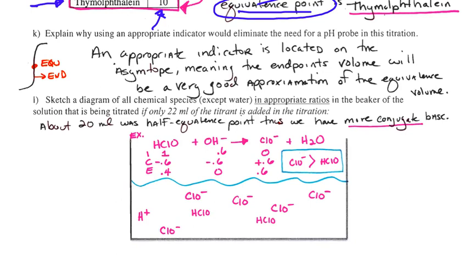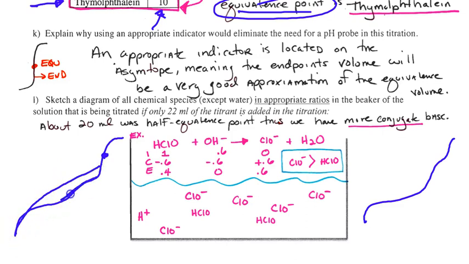K was a disaster too. Explain why using an appropriate indicator would eliminate the need for a pH probe. Man, there's so many great ways to explain this, and I spend so much time in class. If you've got yourself, let's say, this kind of a deal right here. This probably should be more like this. Okay, I get that. My artistic abilities have dropped off here. Okay, so let's get rid of that.